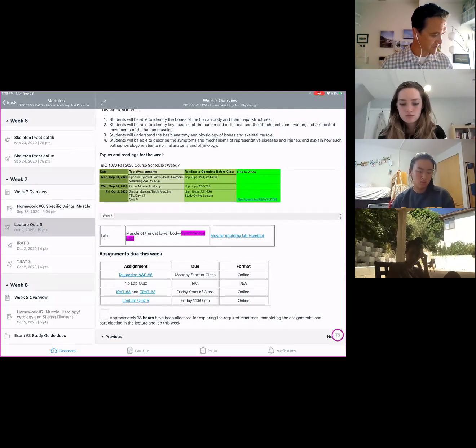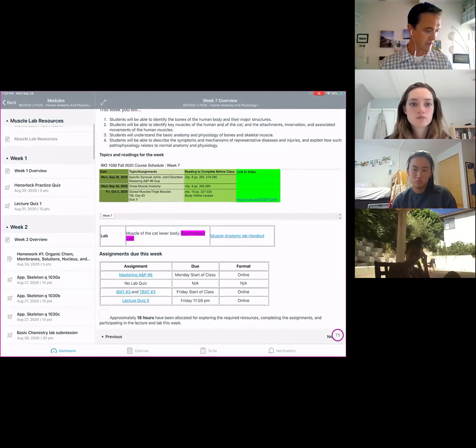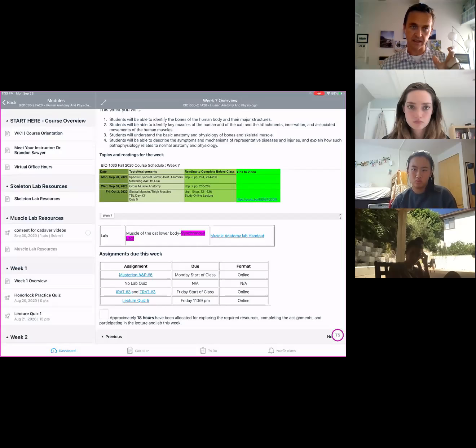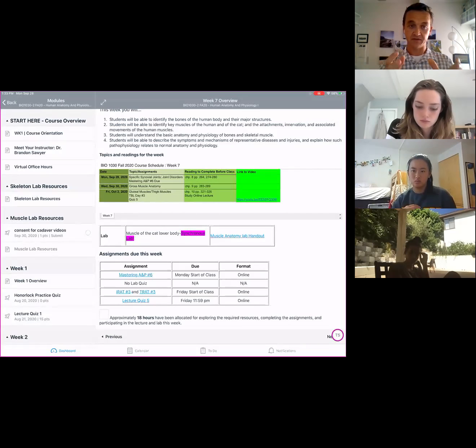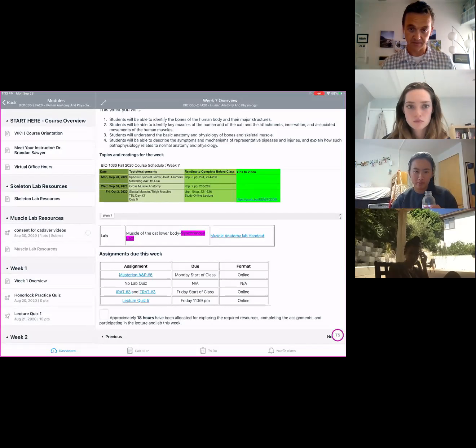Let me just show you one thing as far as the modules go. So if you go back over here to the modules, and at the top here, we had skeleton lab resources. Now we have muscle lab resources. As I mentioned before, you need to complete that consent for cadaver videos before you can even go to this page right here. I can't click on the muscle lab resources page because my student view doesn't let me do that.